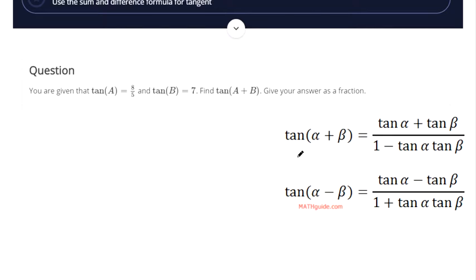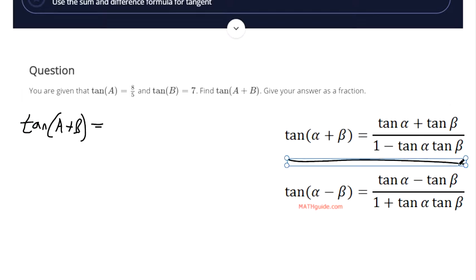Oh, I guess we don't need that. No, we're good. Okay, so we're supposed to find tangent of A plus B. We already know what tangent A is, what tangent B is, so we can jump right to the sum formula.